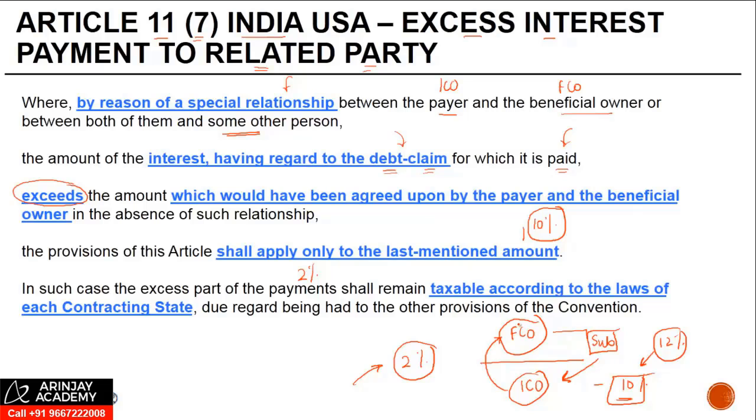What this means is, in case this excess 2% which is paid is taxable according to the local laws, then if some other provision of the convention, let's say the other income clause, provides a beneficial treatment vis-a-vis the domestic tax laws, in those cases those other provisions will have precedence over the domestic tax law provision.